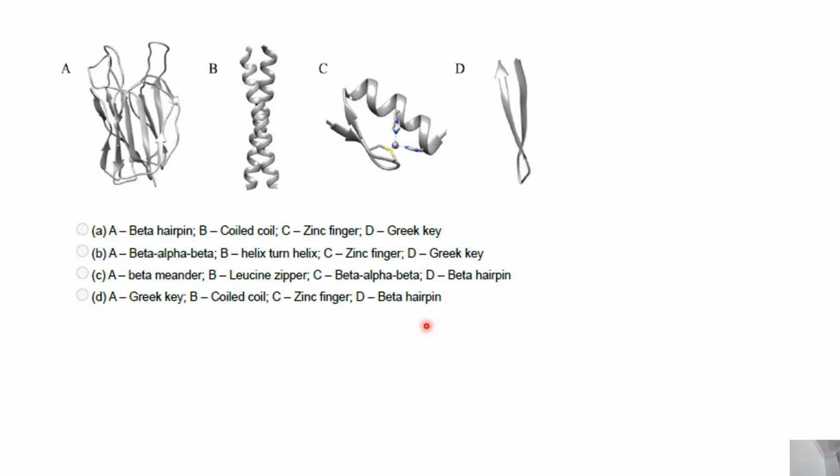You have to link each of the images to the secondary structure. So these are the options: beta hairpin, coil, zinc finger, and Greek key. Which is which? I'll wait for a few minutes for you to think and come up with the answer. Then we'll discuss this question.